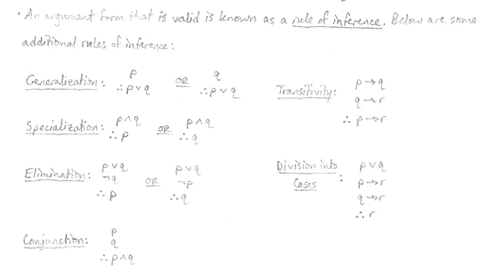Fourth, the conjunction, pretty straightforward. If you know that 2 things on their own are true, then you can take their conjunction, and that conjunction is true. So if I know that P is true, and I know that Q is true, then I know that P and Q is going to be true.